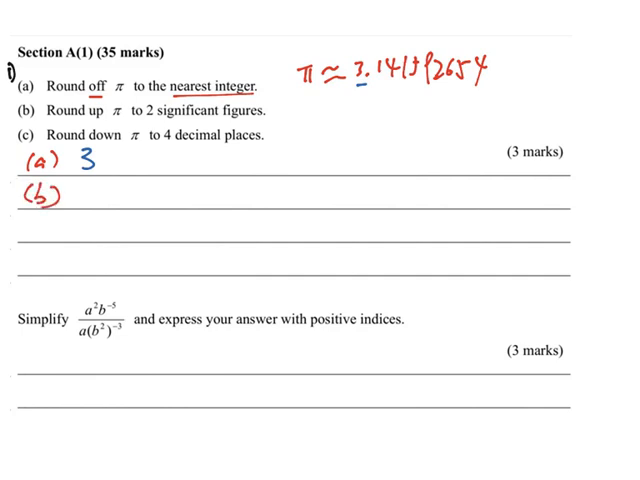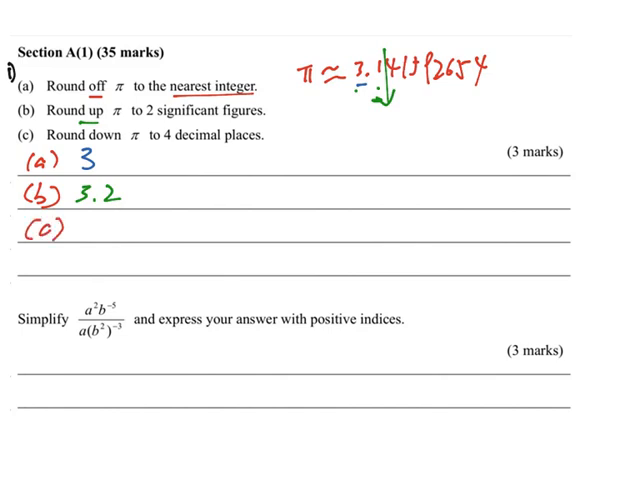Next, for question B, round up to two significant figures. Round up, that means no matter which situation, we need to add 1. So let's see. Two significant figure, that means we need to count from left to right, start from a number 1 to 9. So 1, 2. So it's around here. So we need to add 1 because round up. So it's 3.2. 1 will add 1, so it becomes 2.